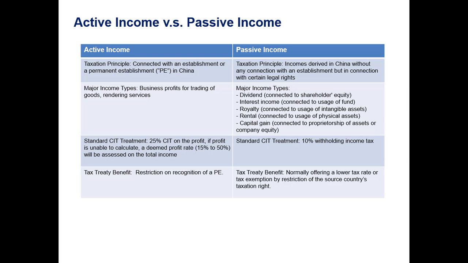And also the tax treaty protection is not saying you have a PE or not have a PE. It says it will offer a lower tax rate, or some tax exemption, by restricting the sourcing country's taxation right. The sourcing country here refers to the Chinese government. And for passive income, the standard CIT treatment is a 10% withholding income tax rate, which is different from the standard 25% corporate income tax on the profit.